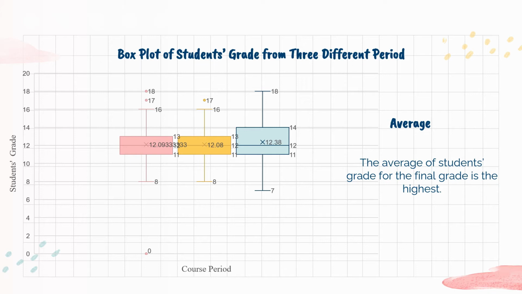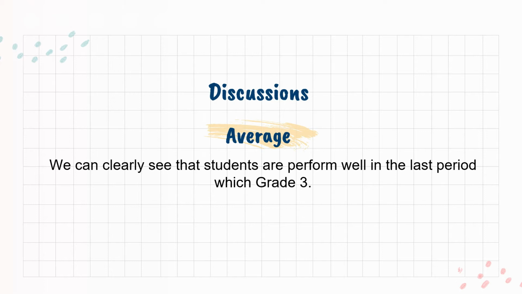Next are the box plots of students' grades from 3 different periods. As we can see from the box plots, the average of students' grades for the final grade is the highest, which is 12.38. From the value of the average in the box plots, we can clearly see that the students performed well in the last period, which is grade 3.